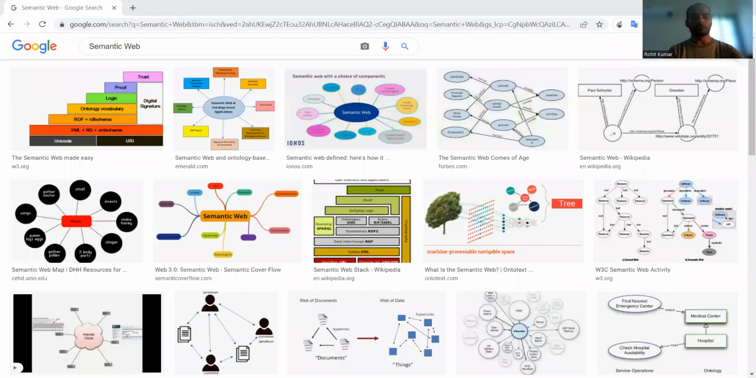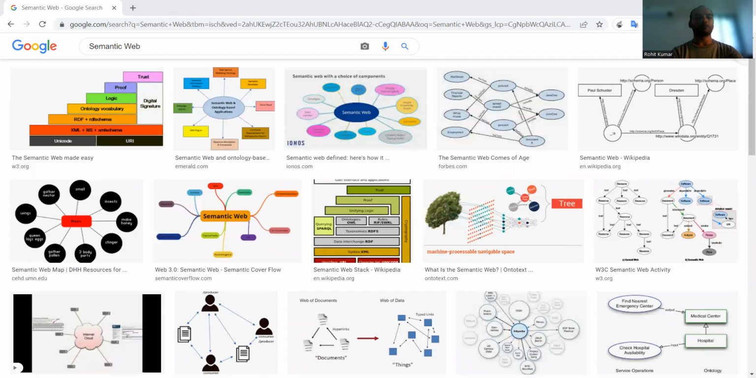Hey there, my name is Rohit Kumar, and today we are going to discuss another very important research domain, which is semantic web. If you are familiar with the concept of World Wide Web, then you must have heard of the semantic web, meaning the meaningful web. If you have done some research related to ontology, then you might have come across this term semantic web. So, what exactly is semantic web?